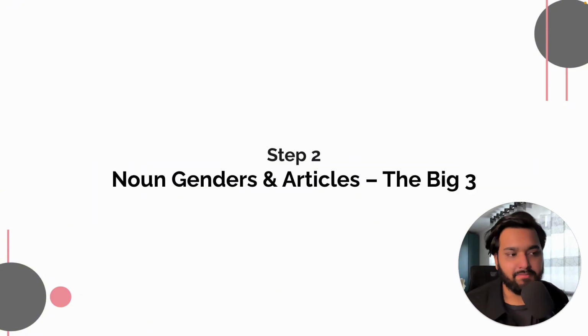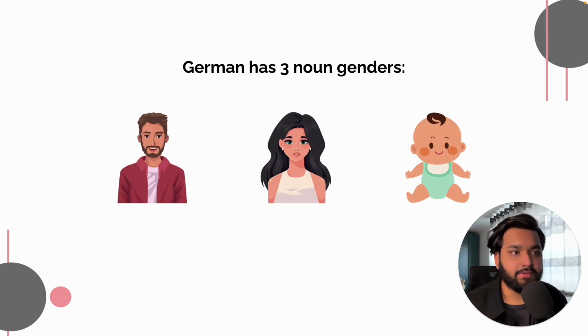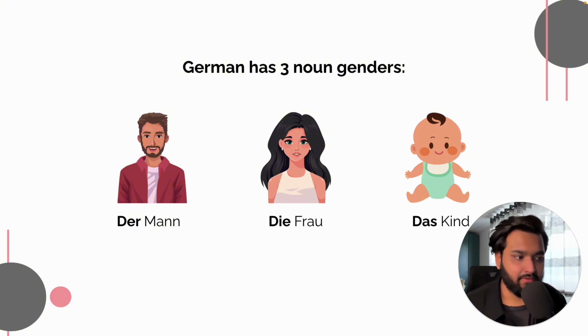Let's continue with step number 2, which is noun genders and articles, the big three. So, German has 3 noun genders. The first one is der, second one is die, and the third one is das. So der Mann, die Frau, das Kind. And as you can see, der is in case of masculine, die is in case of feminine, and das is neuter. So that means if you have a masculine noun, then you have to use der. If you have a feminine noun, then you have to use die, and in case of neuter, you use das.